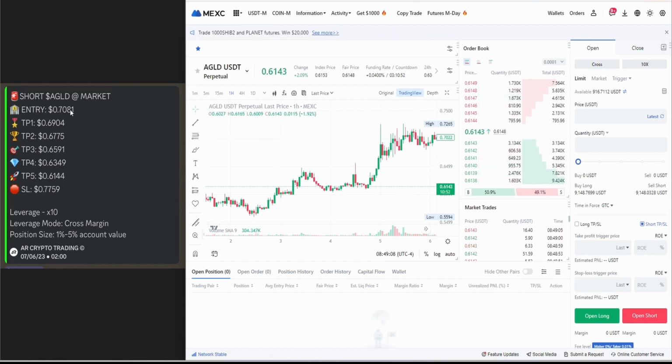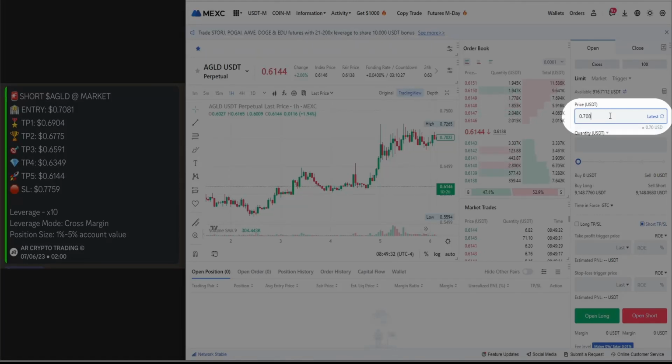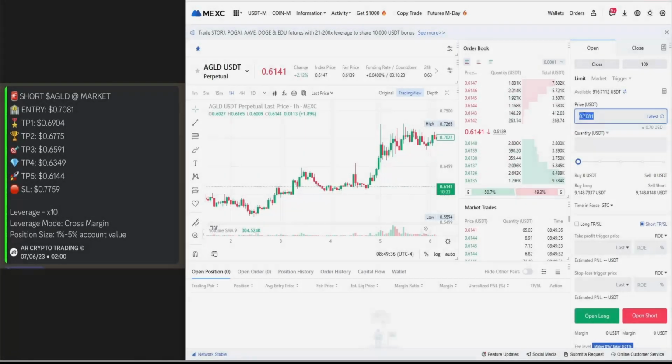So for demo purposes, we're actually not going to do a market order because we don't want to actually get in the market at this time, right? So for demo purposes, we're going to do a limit order, which means we're choosing the price we want to get in at. So we're going to enter this specific price, 0.7081. So now I'm telling the system this is the price that I want to get in at. All right. And I make sure that I have limit order selected.